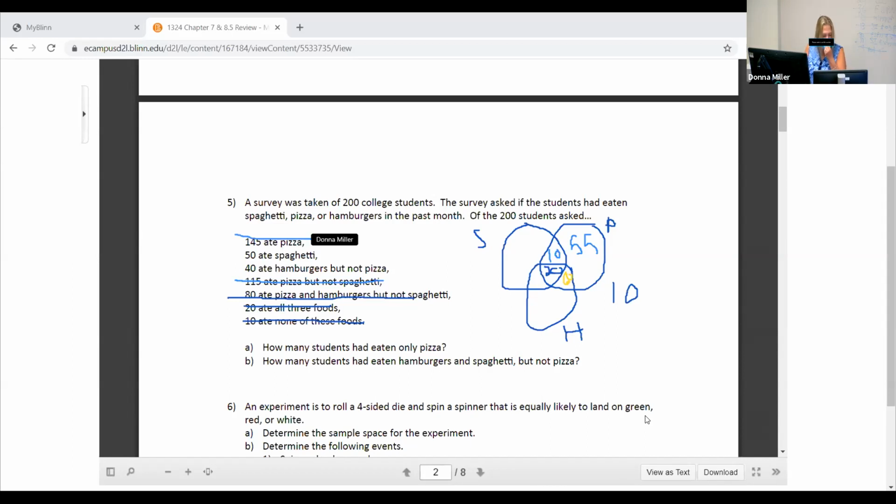All right, so that was pizza. All right, now hamburgers, but not pizza. Okay, so now I've got a problem, right? So let's talk about it. I'm going to label these X, Y, and Z, the ones I don't know. Okay. Now, 58 spaghetti. So spaghetti would be X plus Y plus 30. That would be all the spaghettis, and I know that that equals 50.